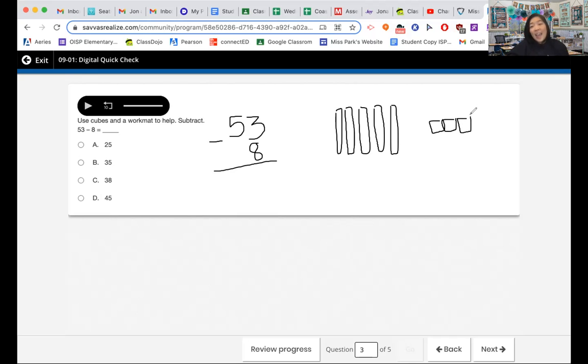Now, 8 ones want to go to another party. But uh-oh, do we have enough ones to take away 8? No. Imagine if you had $3 and you want to buy a new Pop-It.